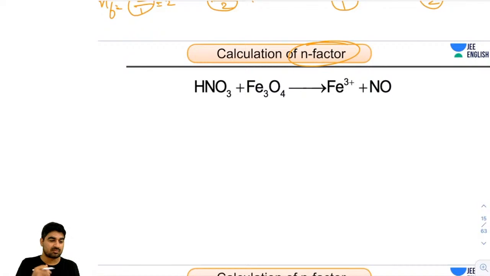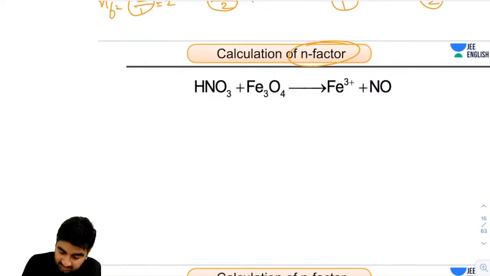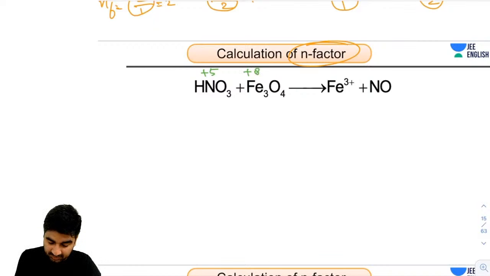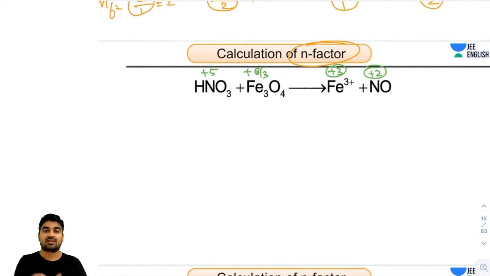Here we have HNO3. So what will be the oxidation state of nitrogen here? +5, right? And for Fe it will be 8/3. It will be +3, it will be +2, right? Now solve it, guys.